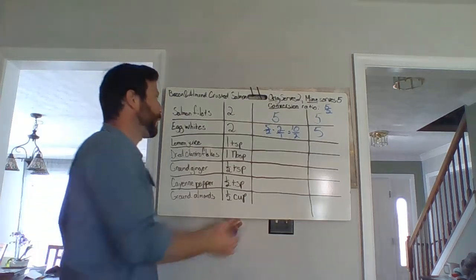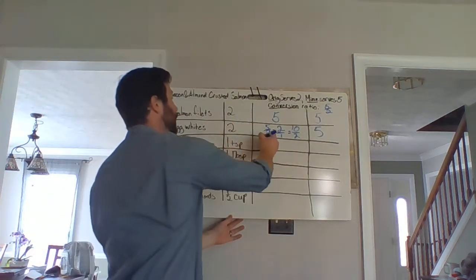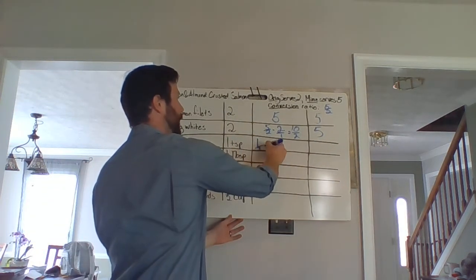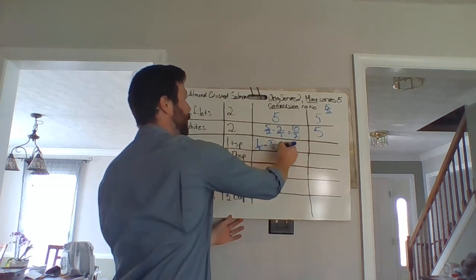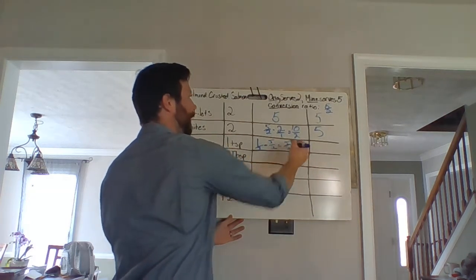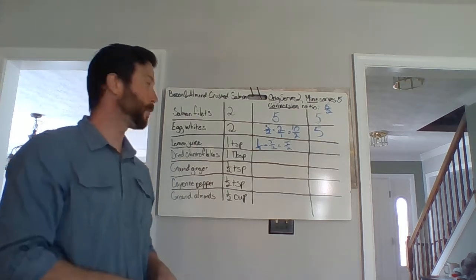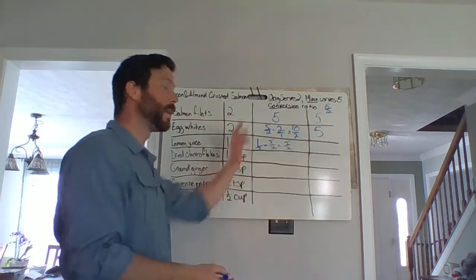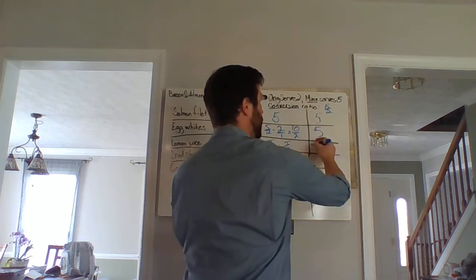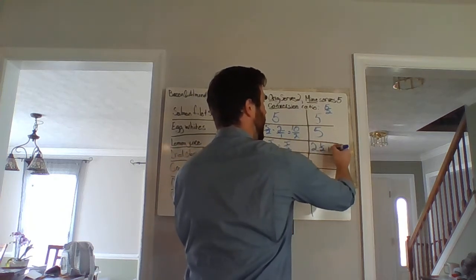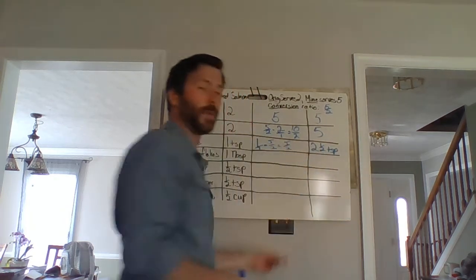So 1 teaspoon of lemon juice, put that over 1 times 5 over 2, and we get 5 halves. Now, you're probably not going to sit there and count out 5 half teaspoons of anything. That'd be a big waste of time. So we'll change this. We'll say 2 and 1/2 teaspoons.